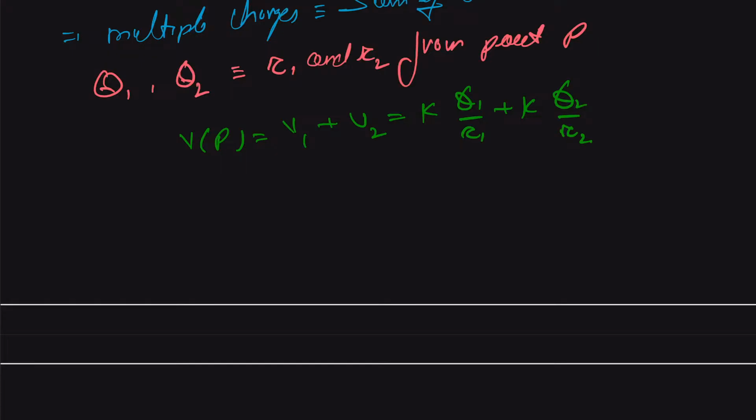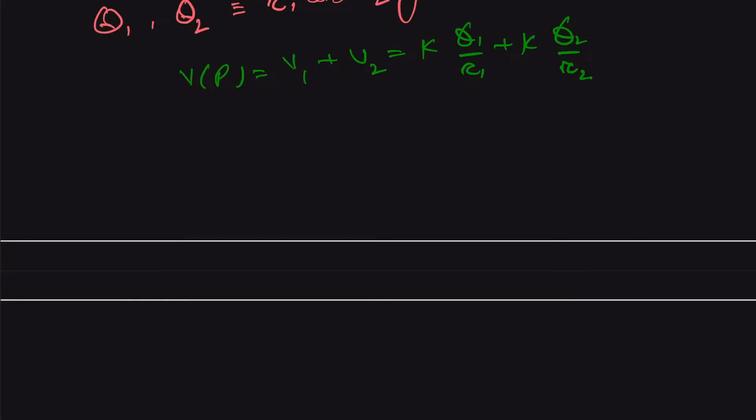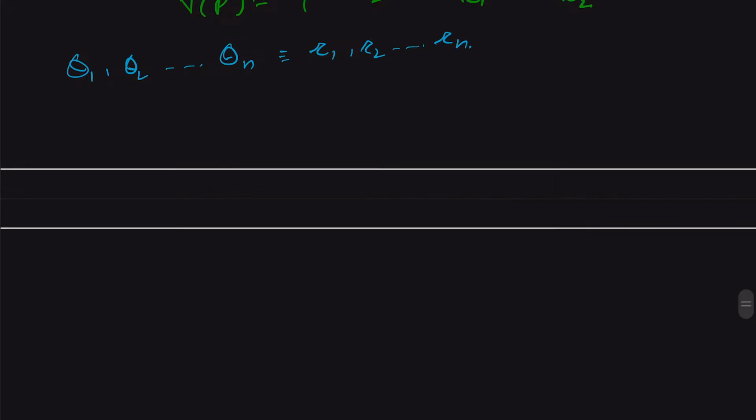This is our basic potential relation. And this we can extend to n number of charges. So we can say from Q1, Q2 up till Qn, and respectively the distances are R1, R2 and Rn, the same at point P. We can write that potential at point P will be equal to the summation from j equals 1 to n of K Q of j upon R of j.